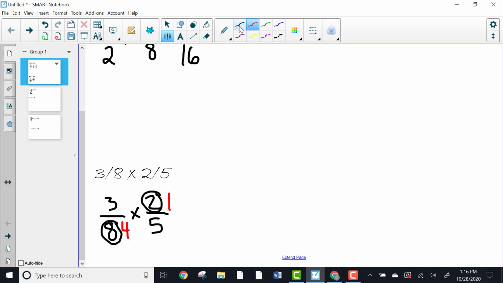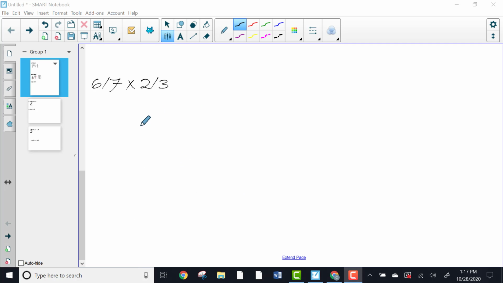And now we can simply multiply. 3 times 1 is 3, and then 4 times 5 is 20. 3/20 is in simplest terms, so our answer to this problem is 3/20.